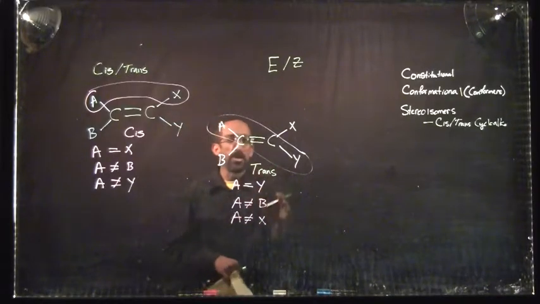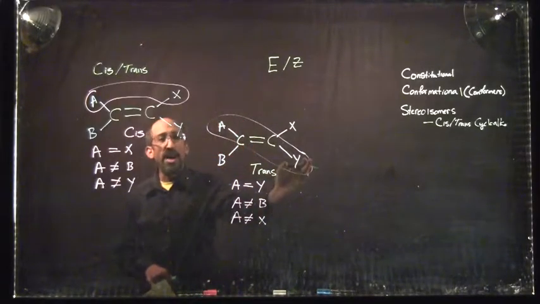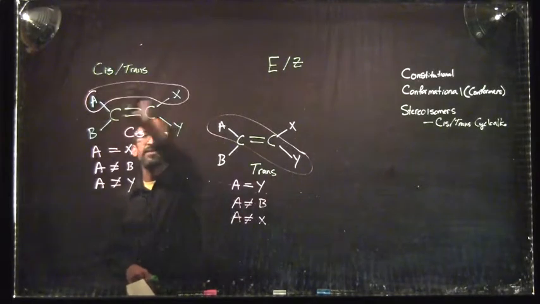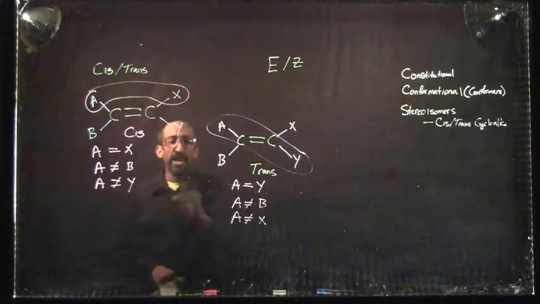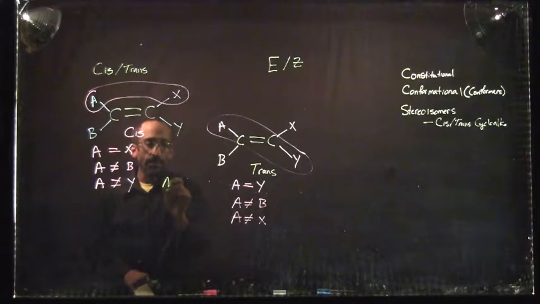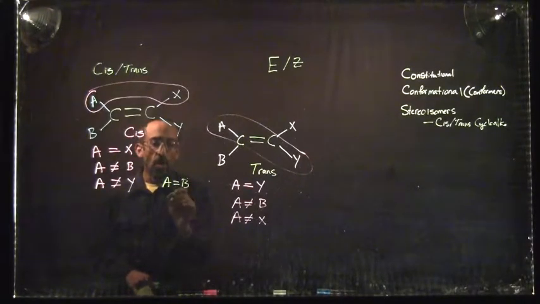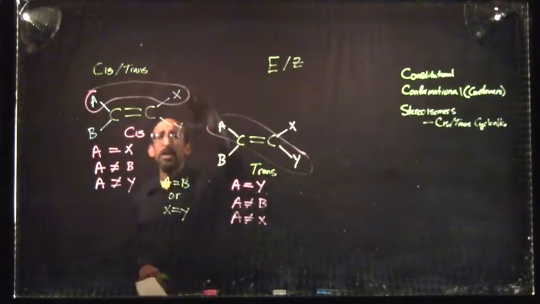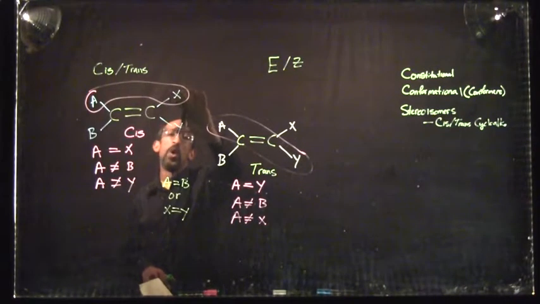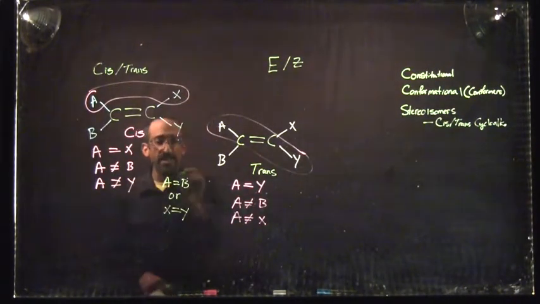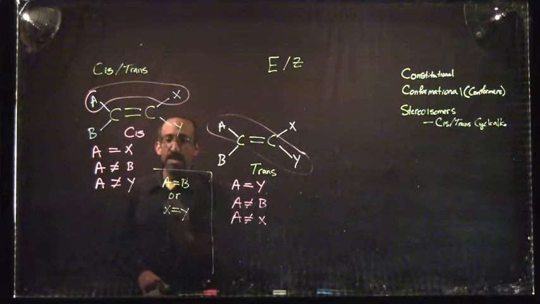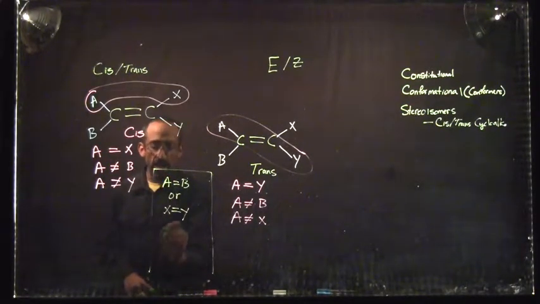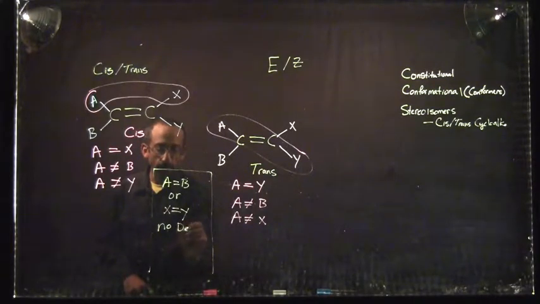Now this only works if A is the same as Y, we get trans. If A is the same as X, we get cis. If A equals B, or if X equals Y, we don't have anything to describe it because we have two of the same substituent on one carbon atom. And so for these cases, A is the same as B, or X is the same as Y, we have no descriptor.